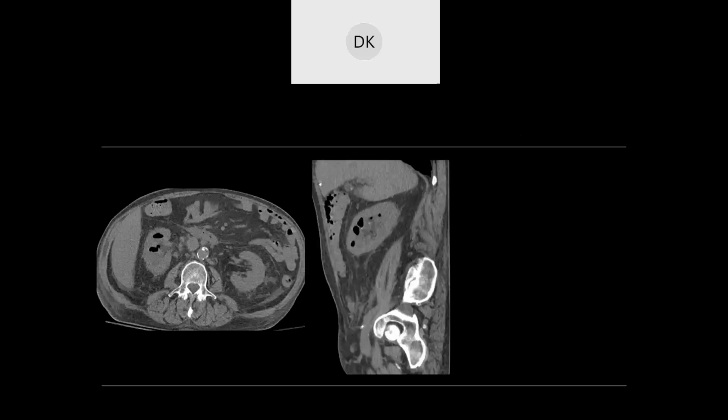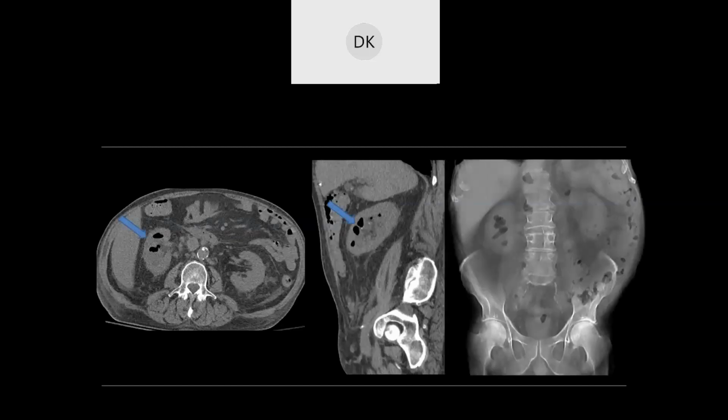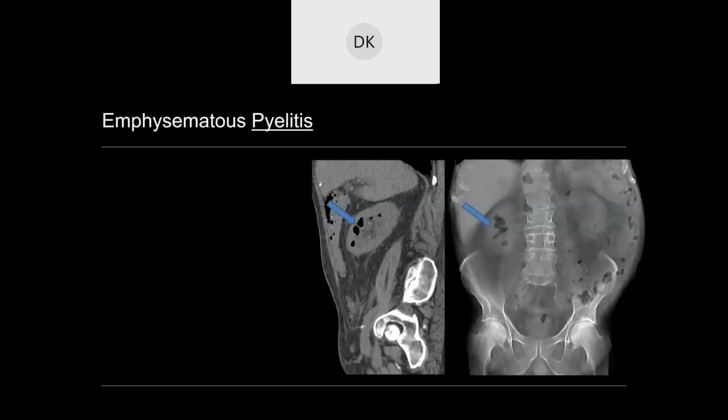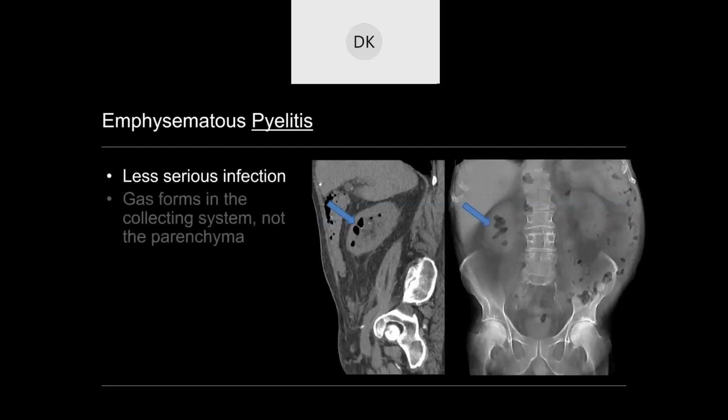And here's the CT scan for this patient. And you'll notice that this gas here, these little black areas, are actually confined to just the renal collecting system. They don't extend all the way out to the cortex where the parenchyma is. And this is a coronal reformatted image that mimics an X-ray, and you can see that even better, that the gas is all central there in the collecting system. So because this is isolated to the collecting system, this is actually emphysematous pyelitis. So this is a less serious infection. And again, the gas is in the collecting system, not in the parenchyma, which would indicate pyelonephritis.